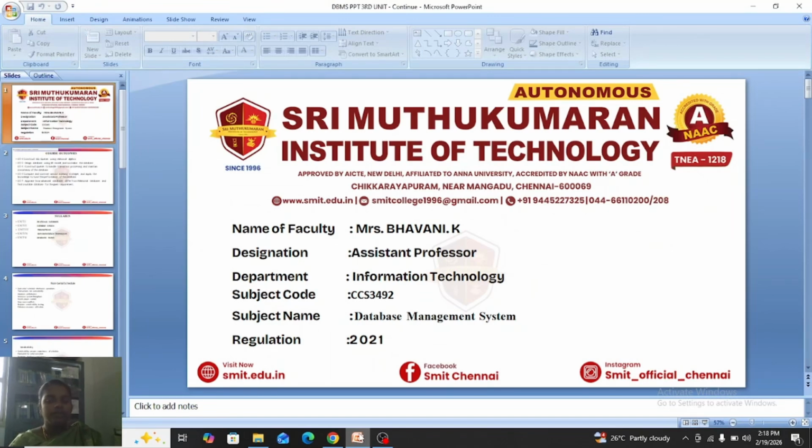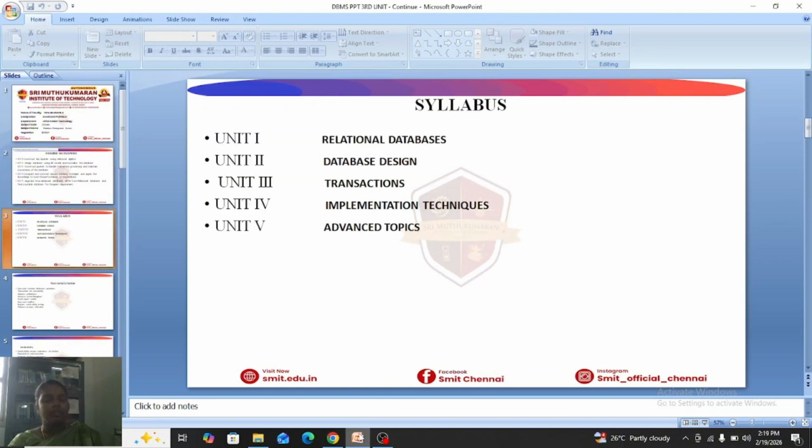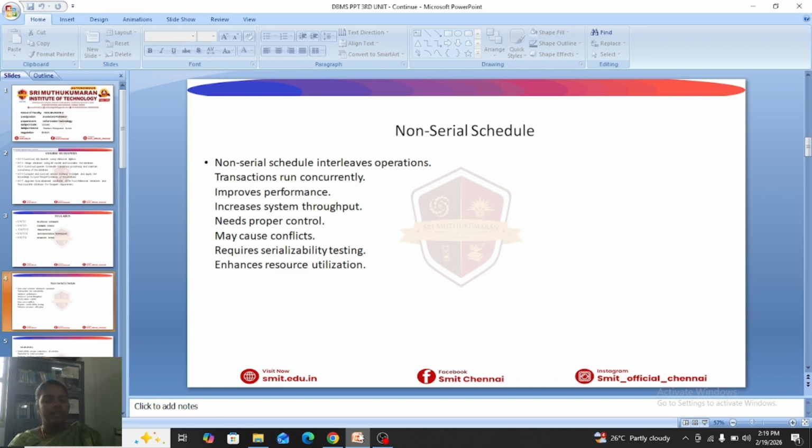Now we are going to see about the Database Management System, subject code CCS 3492. Actually, we are moving on to course 2: design database using ER model and normalize the data. We are going to see about Unit 2. Unit 2 is database design. First, we are going to see about non-serial schedule.